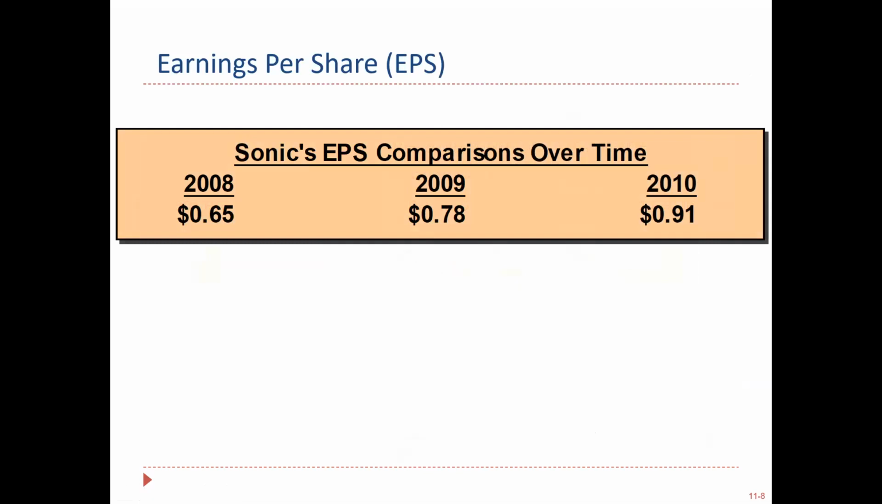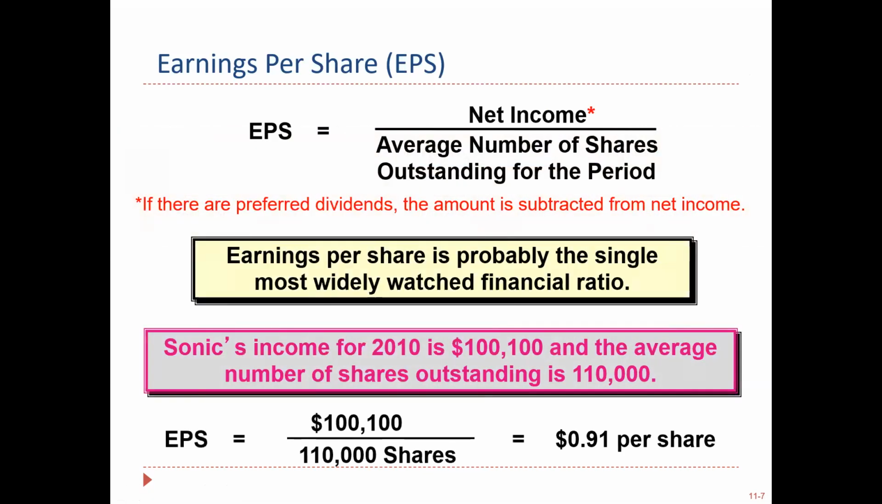Let me go back up here. I'm sorry, I got the happy fingers going again. So there's our calculation. $100,100 over 110,000 shares, 91 cents per share net income. You, as a common stockholder, might start thinking, well, that's almost $1 they could give me in the form of a dividend. They might not.